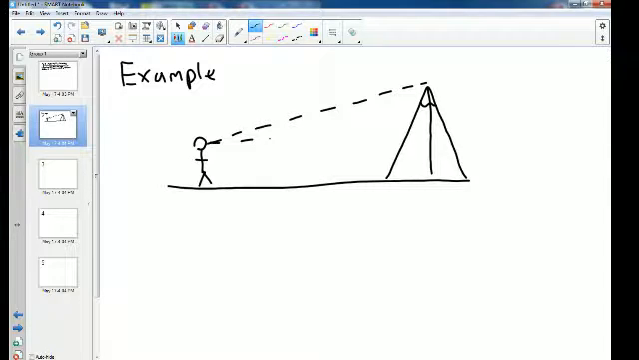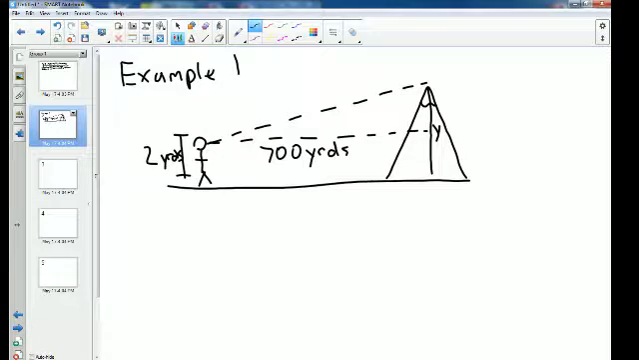And then this is a horizontal line. Okay, this will be the angle of elevation. So this guy we'll say is 2 yards tall or 6 feet. And this plane right here is 700 yards. This will be what we're trying to find. And the degree right here will be 20 degrees.